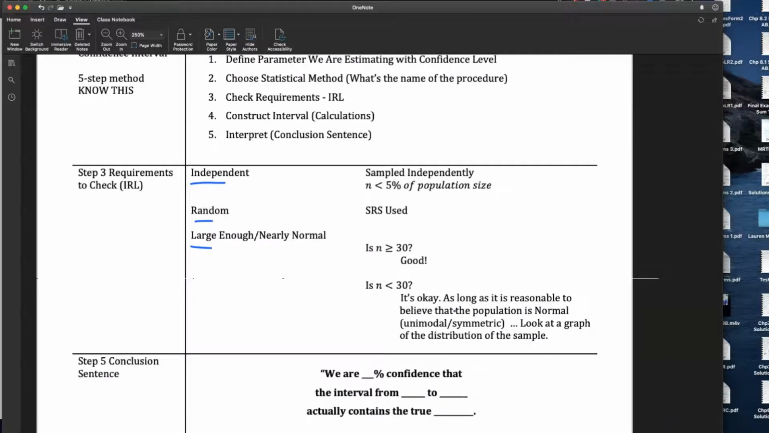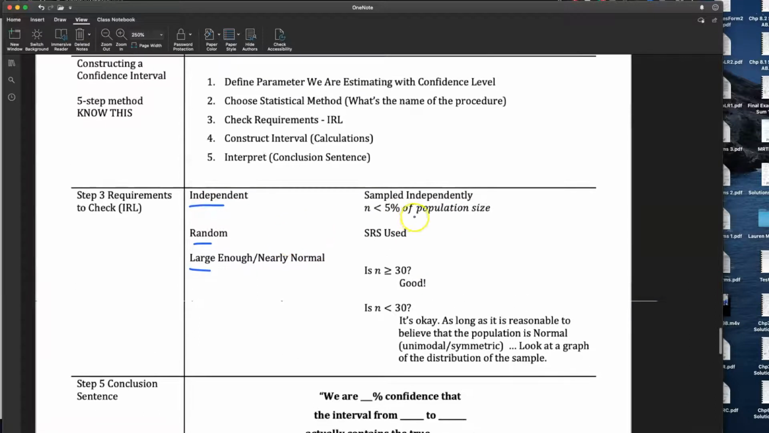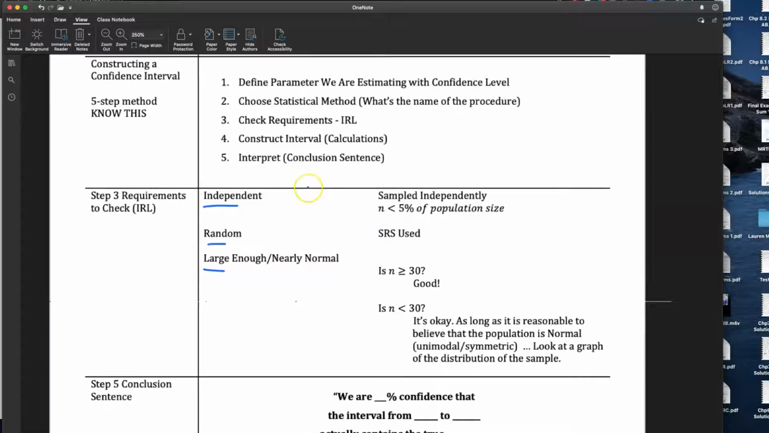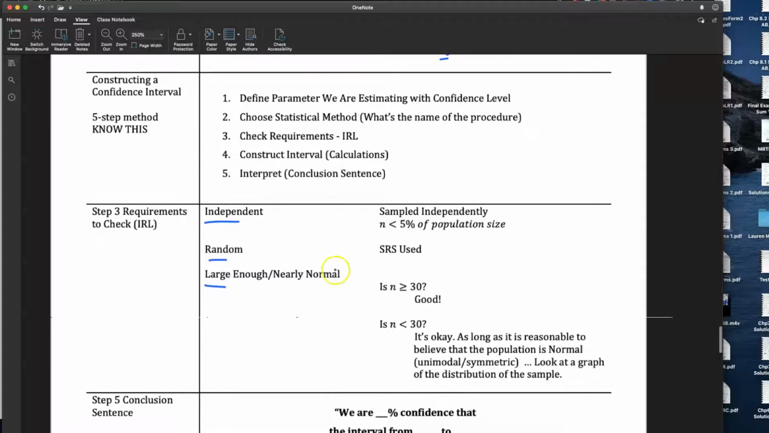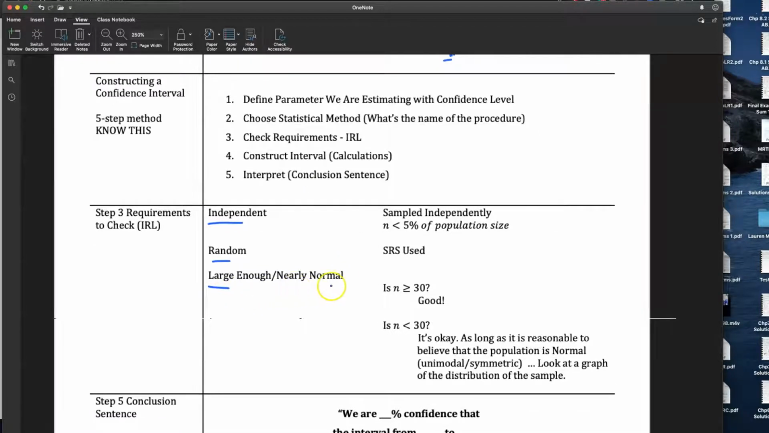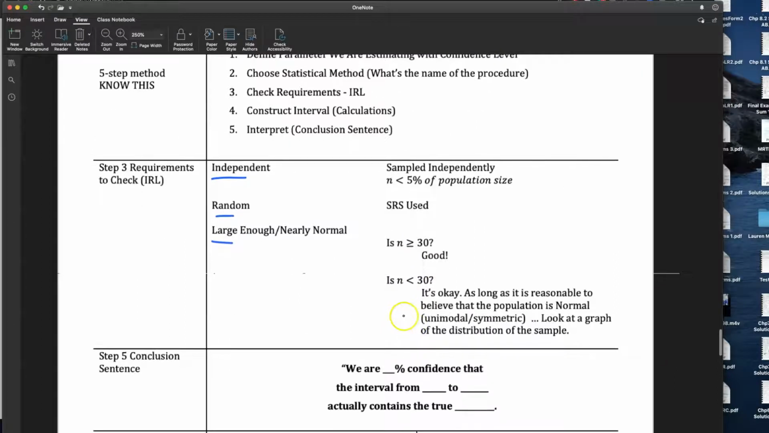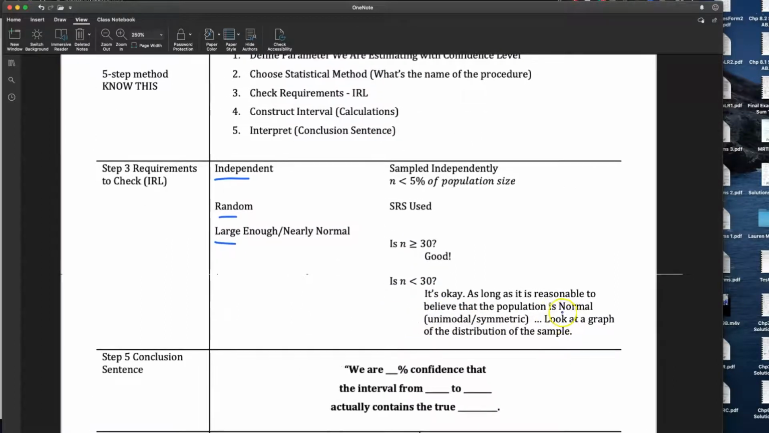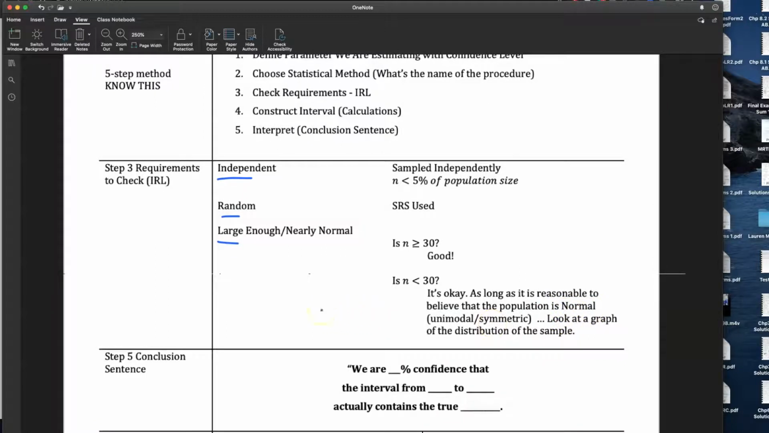This is what we're looking at here. We talked about this in the previous lesson too: the samples are independent, where the sample size is less than 5% of the population size. There's that independence rule we've talked about previously. Simple random samples are used in the data collection. And the sample's large enough, and the data would be nearly normal, meaning your sample size is greater than or equal to 30, and if it's not, the data is approximately normal. Then we can go ahead and use these techniques.